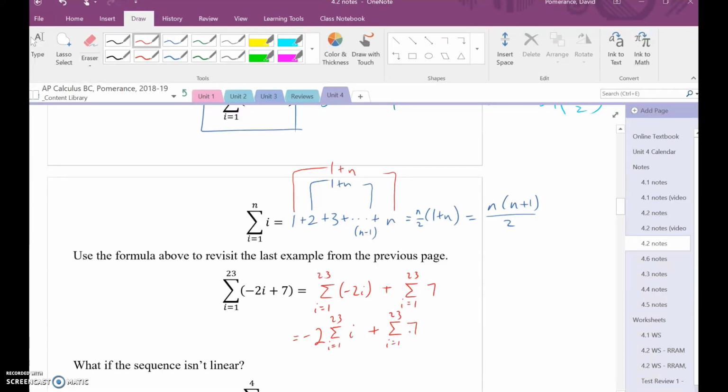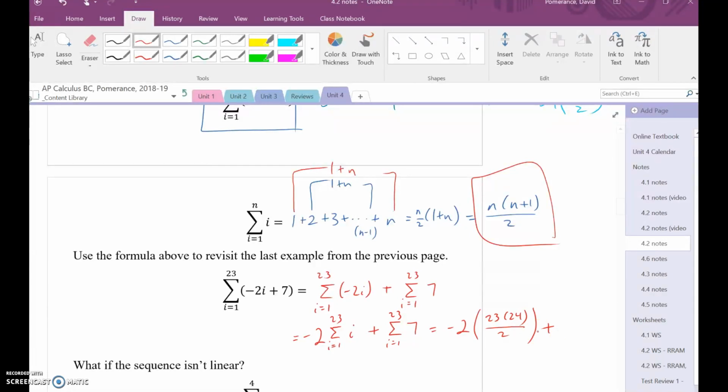So how do we do this? Well, the negative 2 is just hanging out as a factor. The i, the first 23 integers, we're going to use this formula right here, and we're going to replace n with 23. So we have 23 times 24 divided by 2. And that's the first sum. That's my negative 2i from 1 to 23.